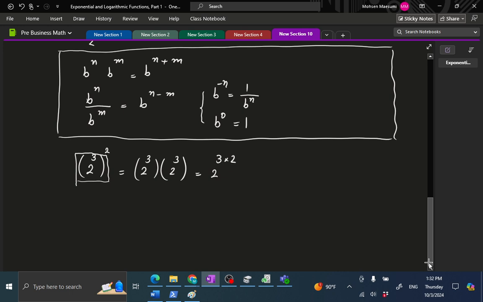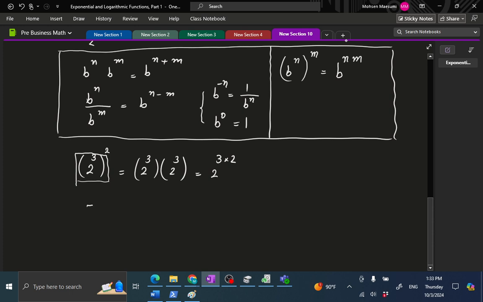So what does that tell me? What that tells me is that if I have an exponential number wrapped in parentheses, and I have another exponent outside, to simplify it, we multiply the old and new exponents, so I'll have n times m.